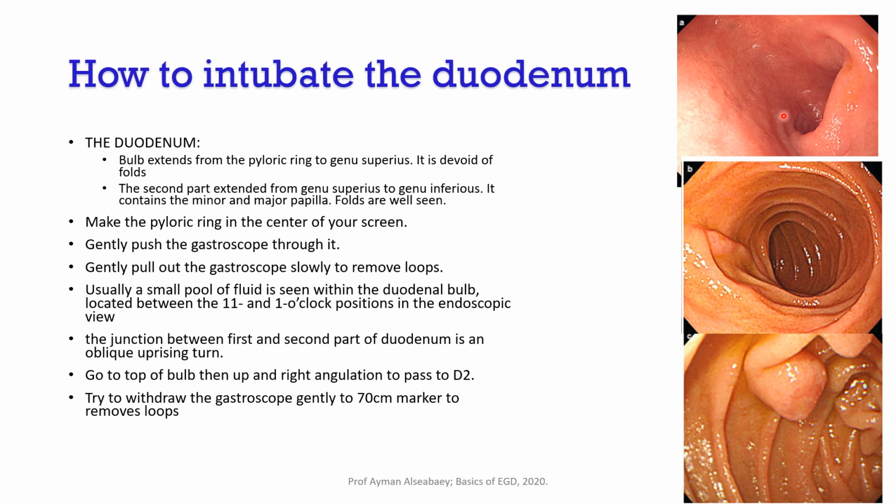If you failed to negotiate the pyloric ring, sometimes you should expect to have an ulcer behind it, causing edema and spasm of the muscle. Here you should try the intubation 1, 2, 3, 4 times, always keeping the orifice of the duodenum in the center of your screen. If you failed, there is a simple technique, but I don't prefer it: to push a biopsy forceps out of the endoscope 1 centimeter to make it go through the duodenum, and the endoscope follows it. But I don't prefer this, because if you are not an expert, you may cause perforation.